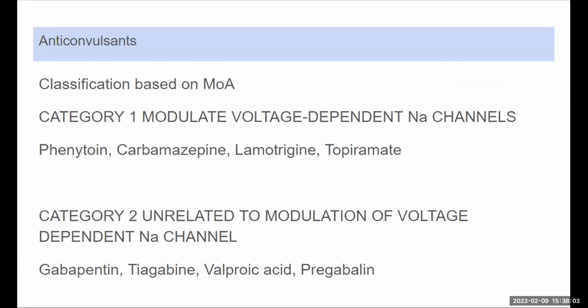Next group. So far we've done the antidepressants and the centrally acting skeletal muscle relaxants. Now we're going to go into the anticonvulsants. They are classified based on mechanism of action, and those that modulate and those that do not modulate the voltage gated sodium channels. So you've got phenytoin, carbamazepine, lamotrigine, lacosamide, topiramate. Topiramate has various actions apart from this one as well. And those unrelated to the sodium channel would be gabapentinoids, more related to the calcium channels.